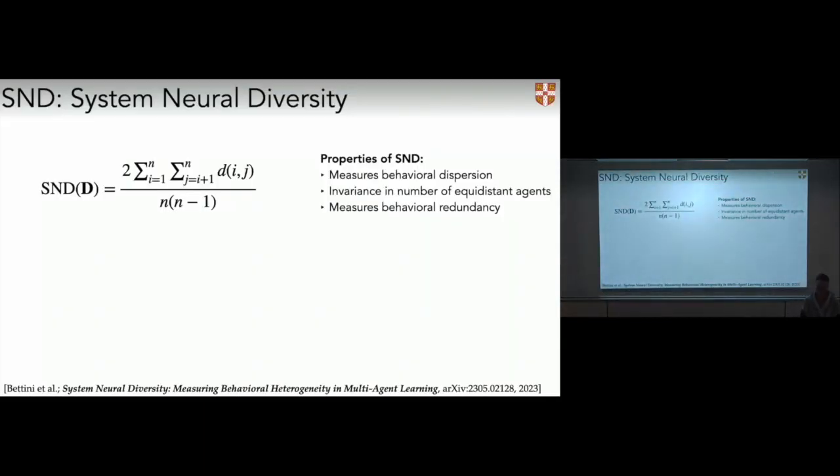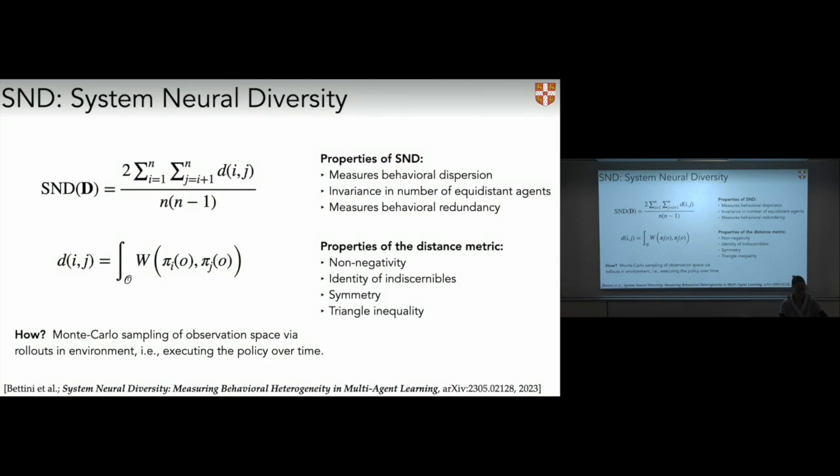And so what Matteo, one of my PhD students, came up with is what we call system neural diversity. This is basically going to be measuring the average behavioral distance over unique pairs of agents in our system. It's a very simple formula up there. It depends on a function dij, which is a diversity metric, or a distance metric, between pairwise agents. Properties of this SND are that it varies with the number of equidistant agents, and it can even measure behavioral redundancy. But what's key to this whole thing is, what are we going to use as our distance metric? How do you measure the distance between 2 action policies?